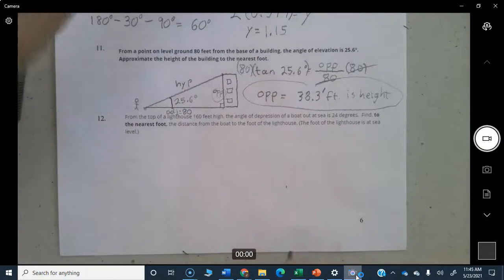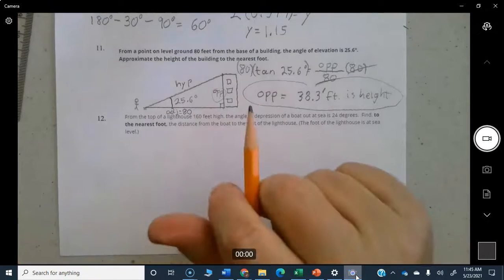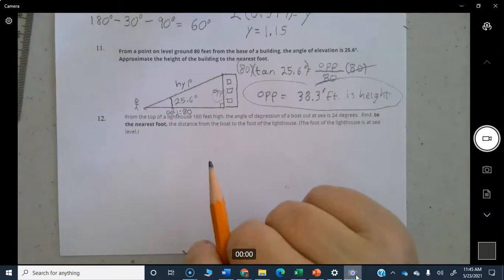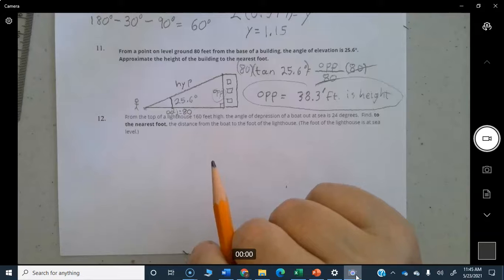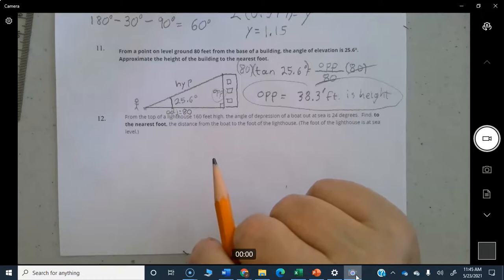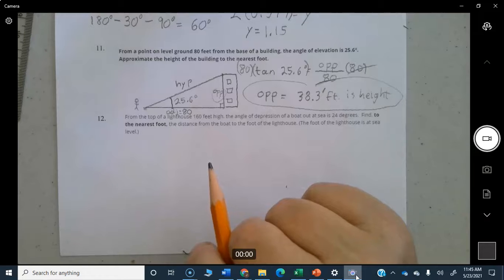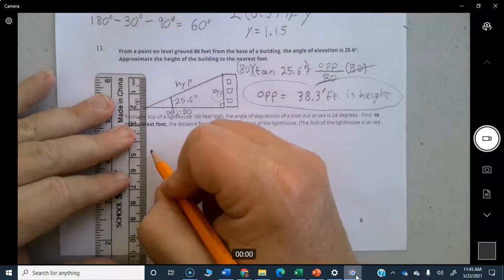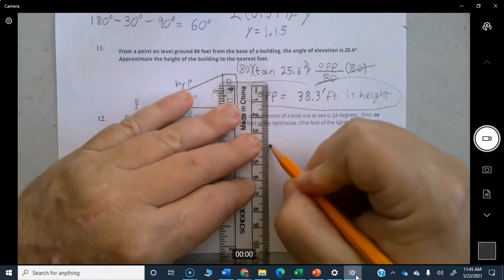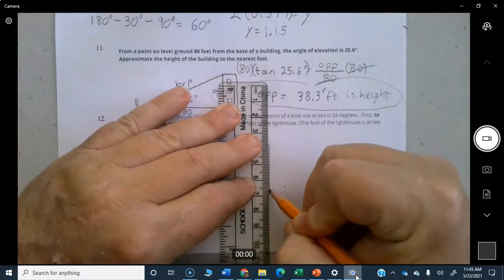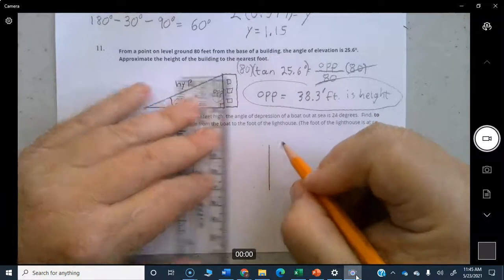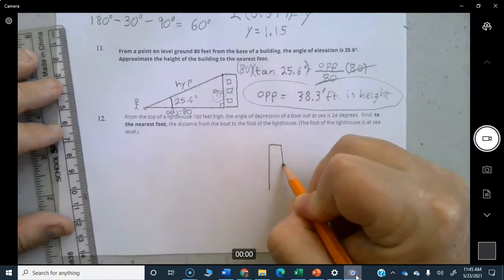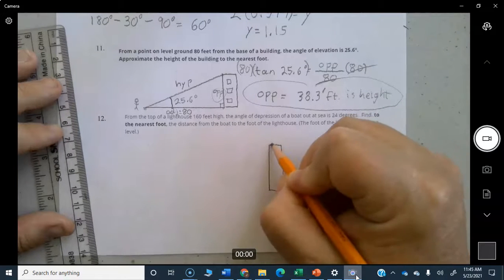Last problem. From the top of a lighthouse, 160 feet high, the angle of depression, so we'll define what that means here in just a second, of a boat out at sea is 24 degrees. Find to the nearest foot the distance from the boat to the foot of the lighthouse. Okay, so let's draw our lighthouse. Draw it over here. And there it is.